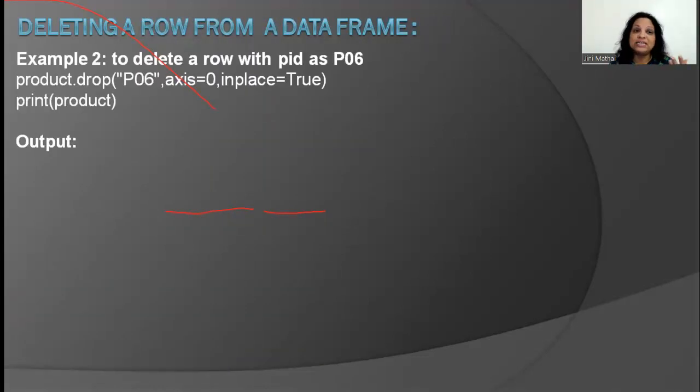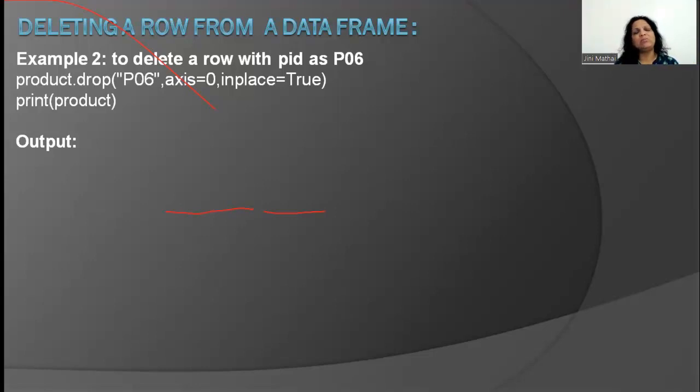Now let's look at deleting a row from a data frame. Like I said, the method used is going to be drop. But because it's a row, I'm not going to refer to axis 1, but I'm going to refer to axis 0. So I have written product.drop P06. P06 is now not the column name but the index, the row index. Axis is equal to 0 because I'm referring to a row. Inplace is equal to true.